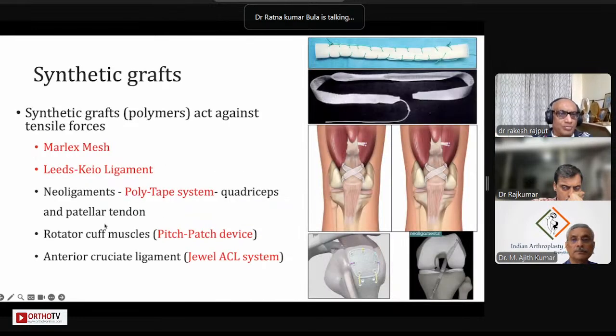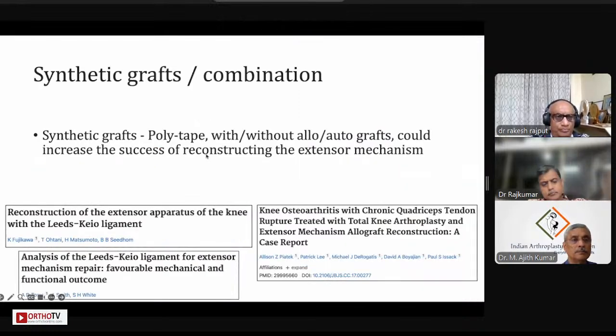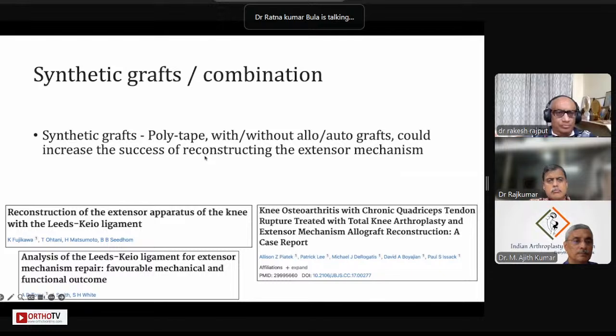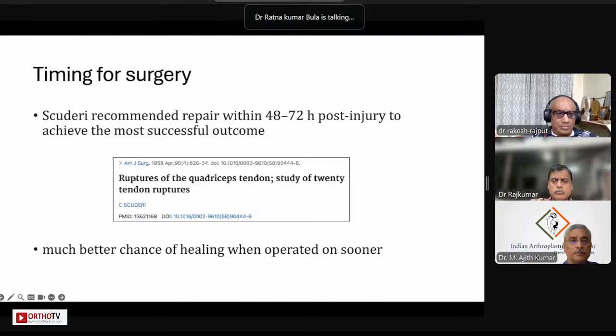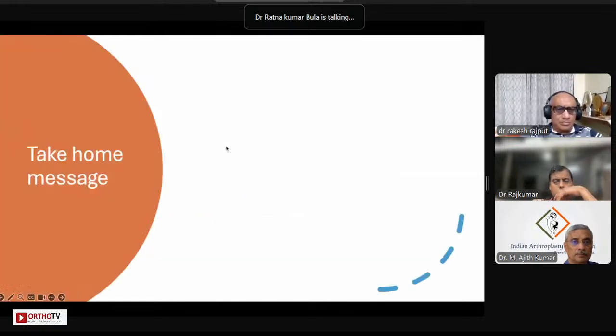So there are various meshes available in the market. We have used the Neo Ligaments polytape system, and it can be used in combination with allografts or autografts, as Sir mentioned, with the quadriceps tendon or hamstrings. So the timing of surgery, according to Scuderi, is that we have to suspect the quadriceps tear, and you have to repair it early for the most successful outcomes.